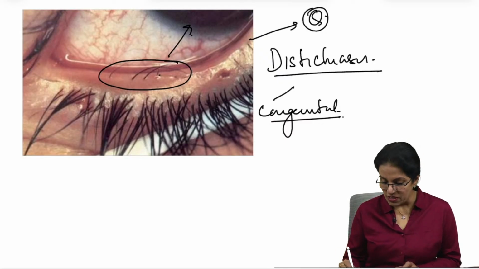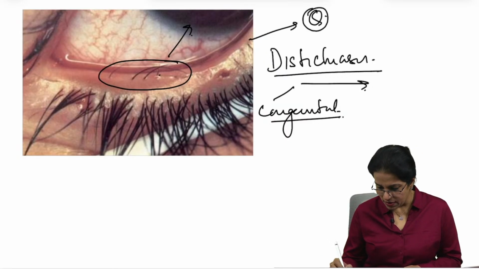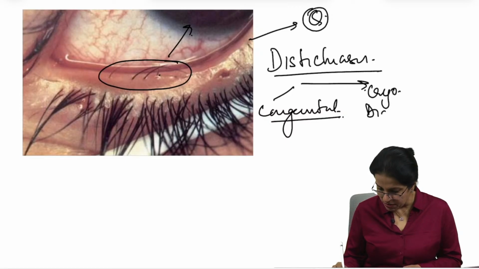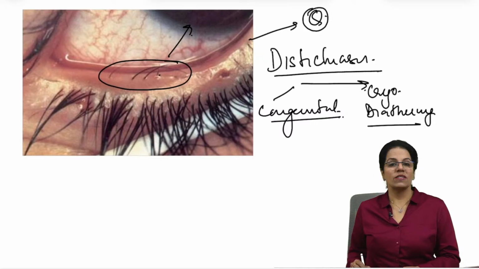Okay, so how do we remove it? You can go for diathermy, cryo, laser, whatever you want. Cryo or diathermy, you can just remove these lashes, right? So that is about dystichiasis.